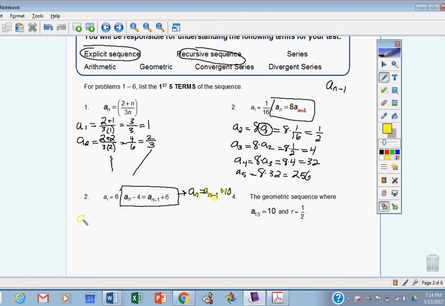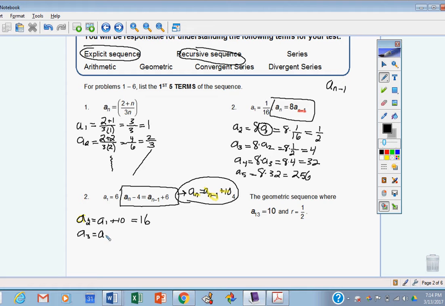So basically, mathematically, if I found the second term, that would mean I have to take the previous one, the first term, and add 10 to it. Well, that's going to be 6 plus 10, which is going to be 16. Well, to find the third term, I'm going to take the second term, because a sub 3 minus 1. You're plugging in a 3. Think about it as plugging in a 3.